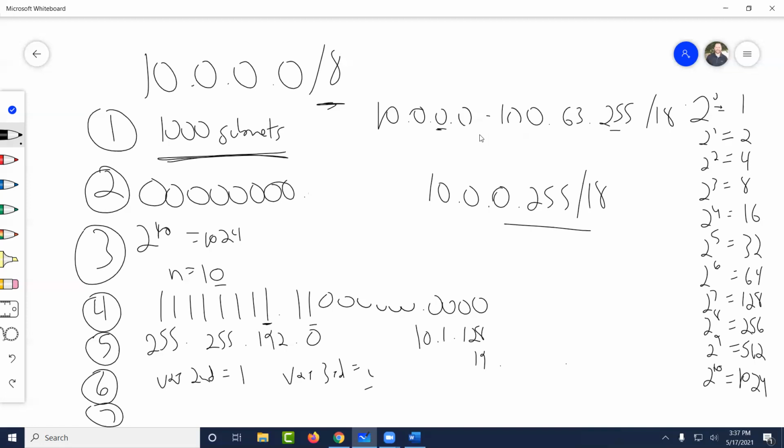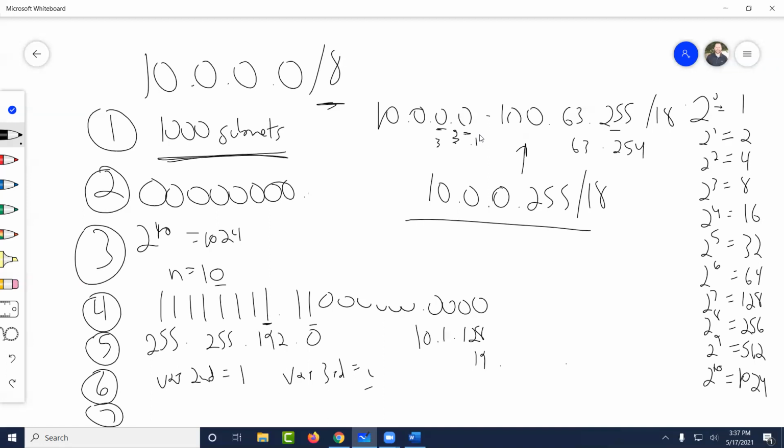But is this a usable IP address? Can it be assigned to a host? I'm going to say yes. Why? Well, first off, the first usable address in this subnet would be .1, correct? The last usable address would be 63.254. So this number sits in this range, so it's a usable address.